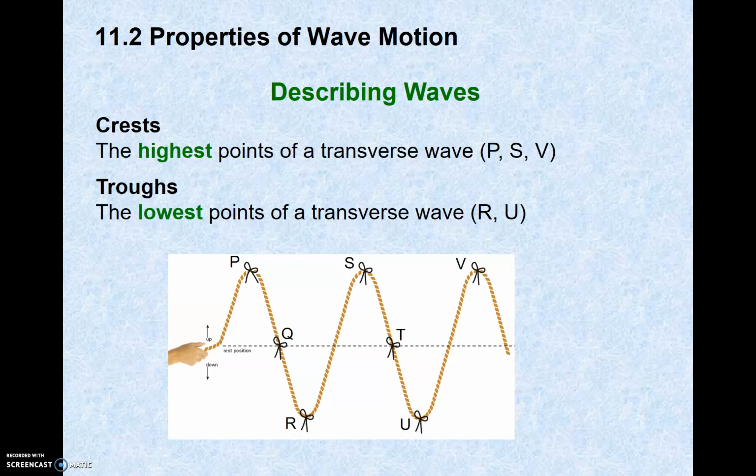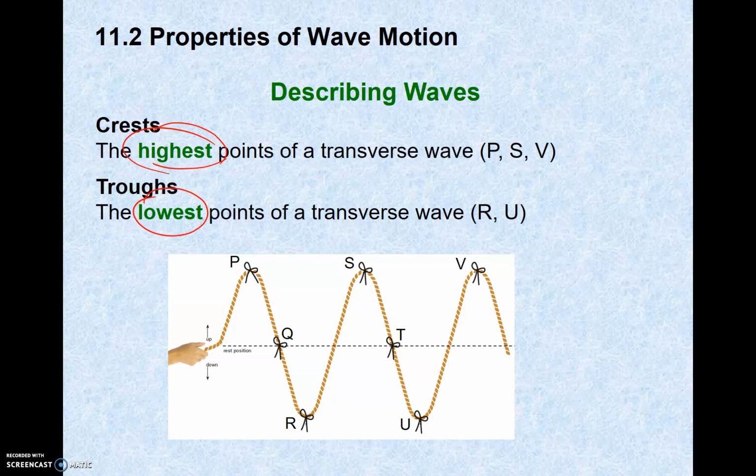The basic thing that we are looking for in the wave itself is what we know as the crest and the trough, the highest and the lowest point of a wave. Simply said, the crest is the highest point of the transverse wave, and the trough is the lowest point. It's quite obvious. The highest means the tallest, and the lowest means the lowest. So R and U will be the lowest points, what we call the trough, and the highest points P, S and V are the crest of the wave itself.